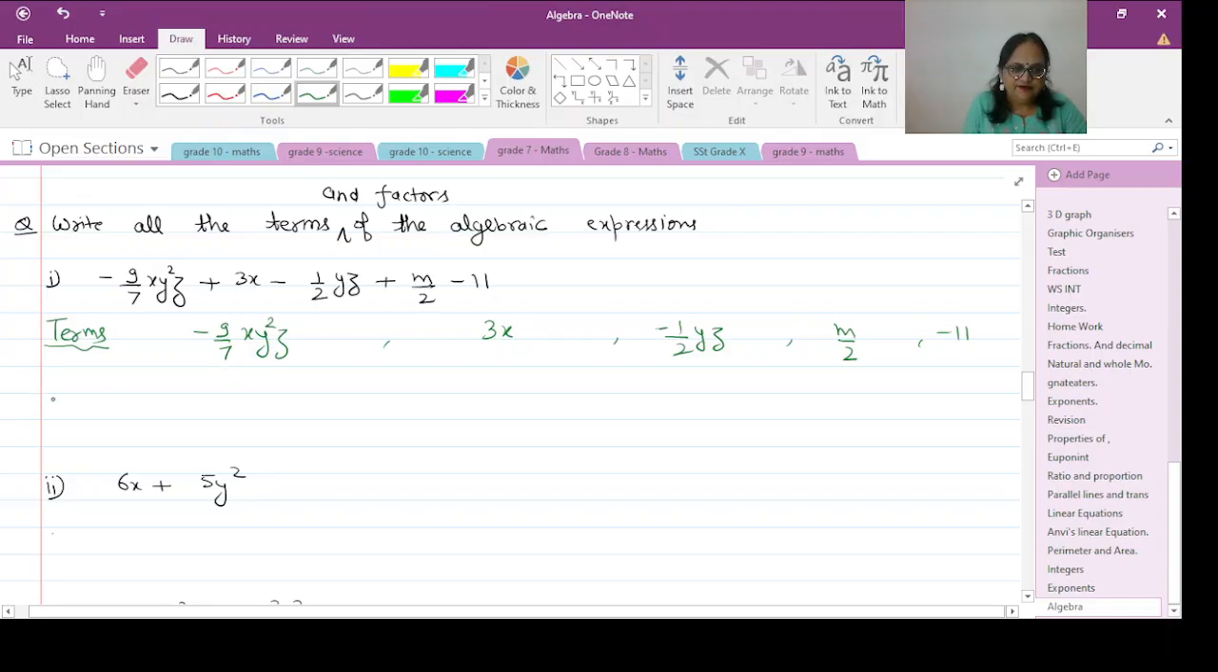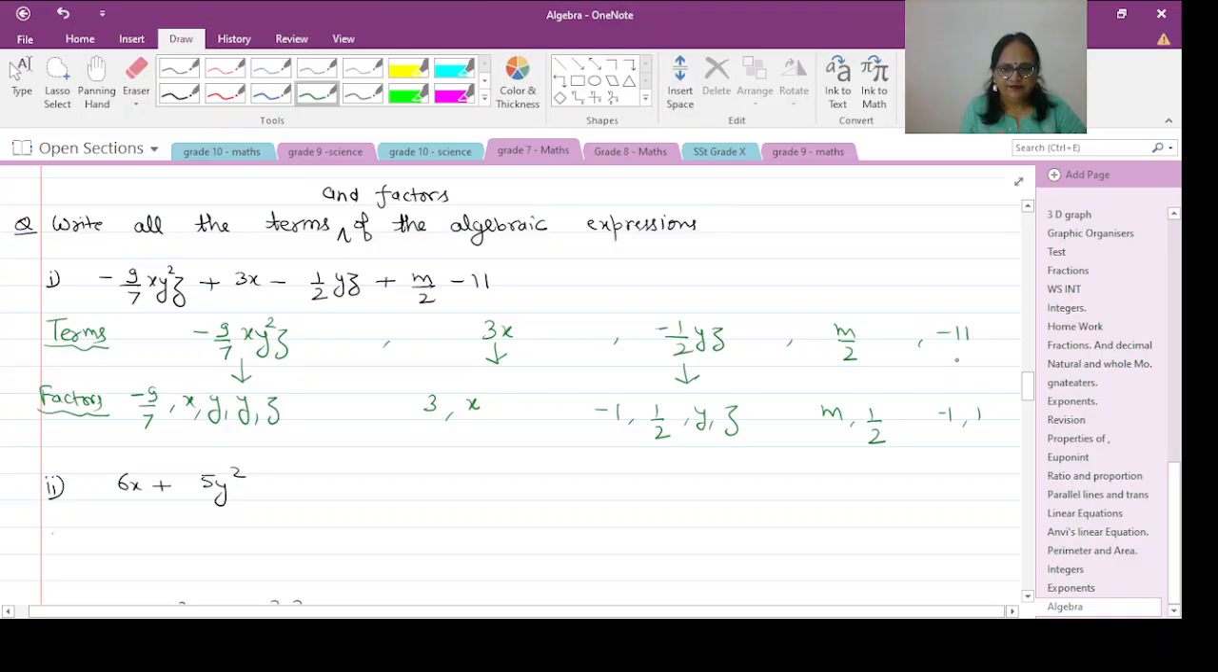Now what are the factors? Factors of the terms. Very simple. Minus 9 upon 7 comma x comma y comma y comma z. Correct. For the second one it is 3 comma x. For the third one it is minus 1 comma 1 by 2 comma y comma z. These are the factors. Here it is m and 1 upon 2, and in the last one it is, you can say, minus 1 comma 11. Wherever you are having minus sign, that has been separated with a minus 1.